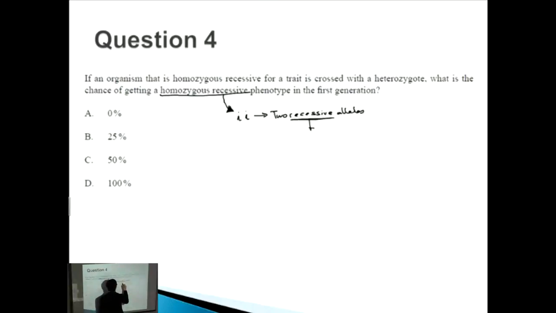Because it's recessive, you need two of the alleles before it gets manifested as a phenotype. So if, for example, there was to be a big I and a little i, then the phenotype would be of the big I.